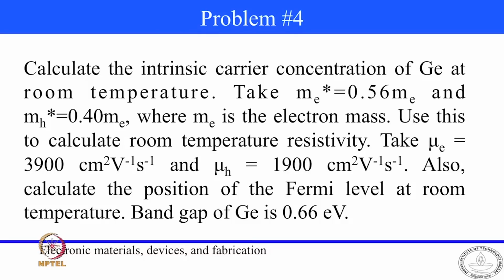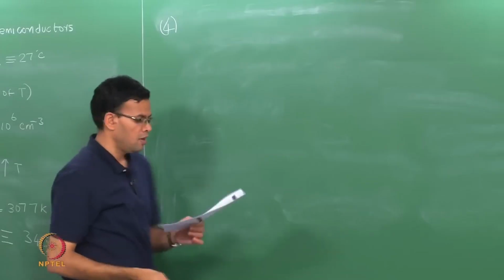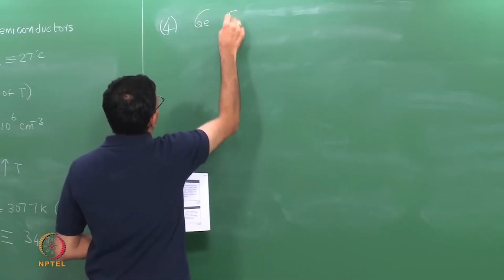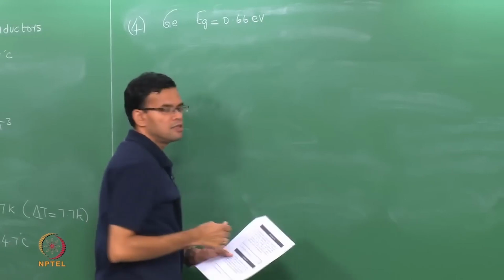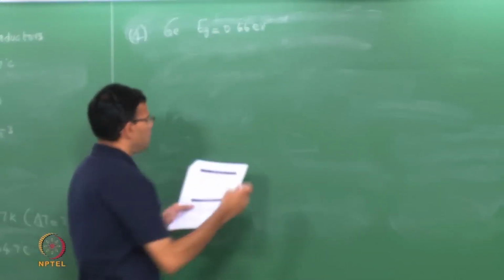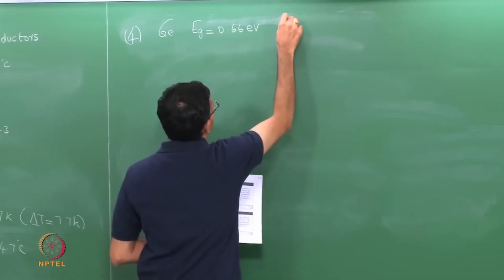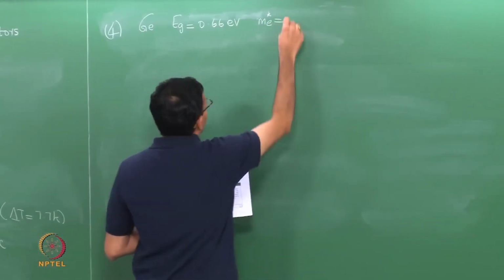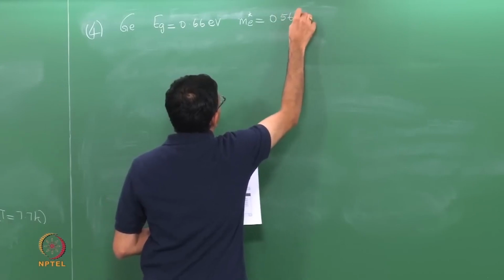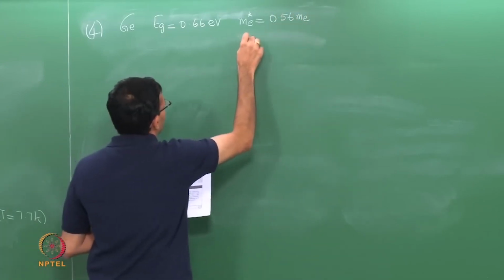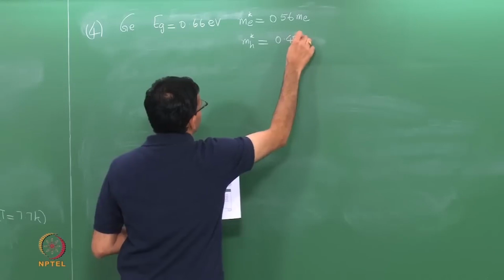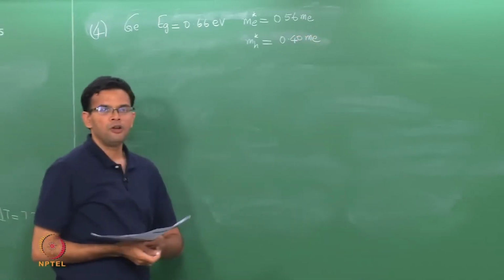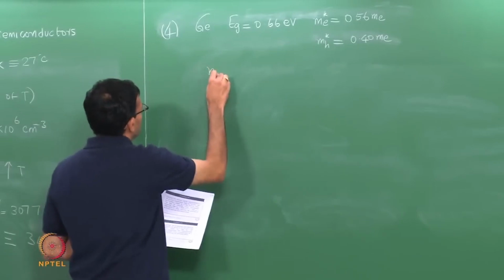Problem 4, we want to calculate the intrinsic carrier concentration of germanium. So, we have germanium with a band gap Eg of 0.66 electron volts. This is lower than that of silicon. In fact, germanium was the first semiconductor that was used. Me star is 0.56 Me and Mh star is 0.40 Me. So, we want to calculate Ni. The equation is the same.